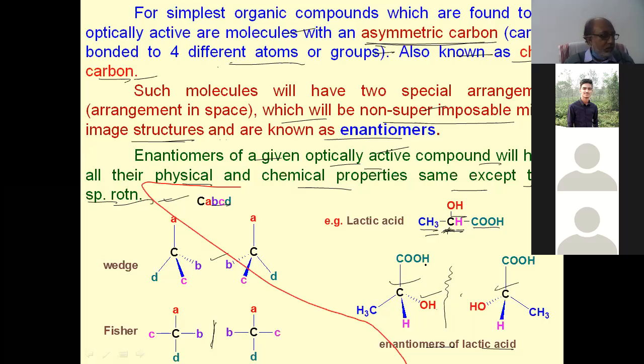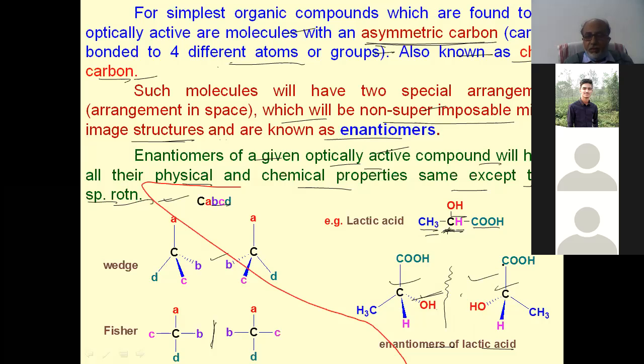Who told you? Is it written in any book? No, sir. Then why are you telling like that? I'm just guessing. You are guessing. So here, please make it a point, no guesswork. By looking at the structure, you cannot tell which is going to be dextro and levo. Keep it in your mind.